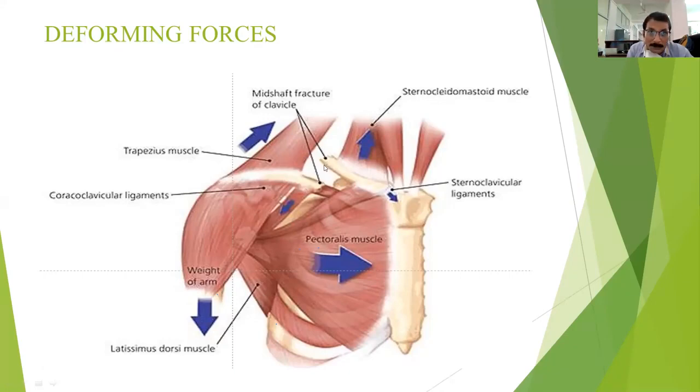So it depends upon at what level the fracture is. If it is fractured here, because of the muscle pull of sternocleidomastoid, this fragment will go up. On the other hand, if there is a fracture underneath here, ligaments are there. If there is a fracture here, this fragment may go above, in a case where there is injury to the conjoint ligament.